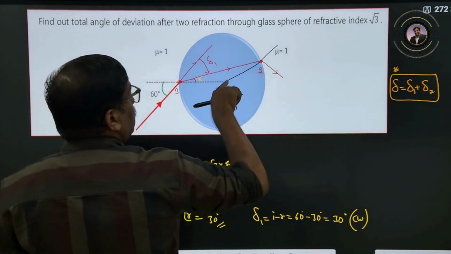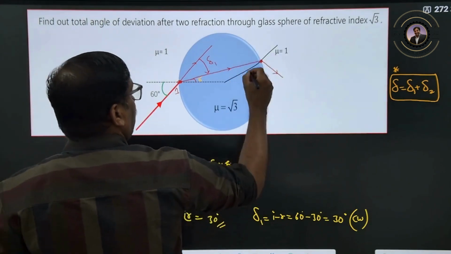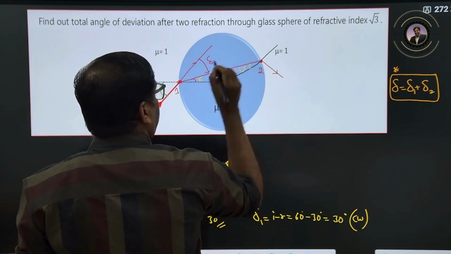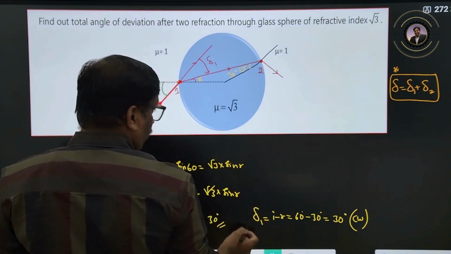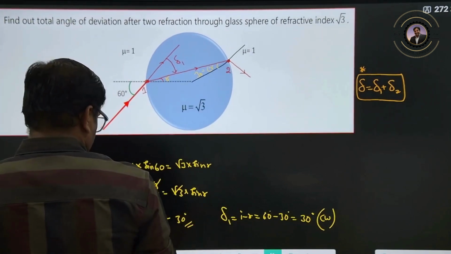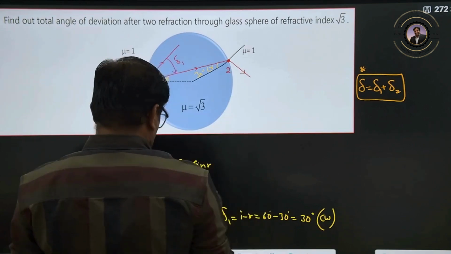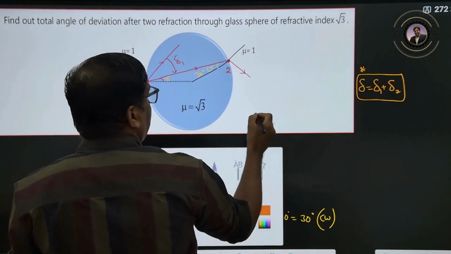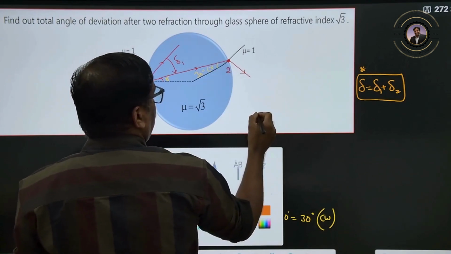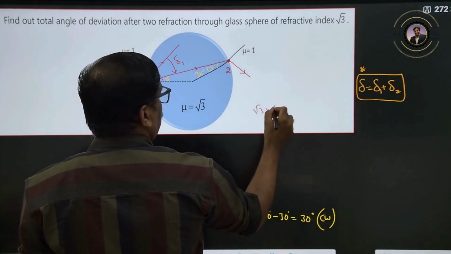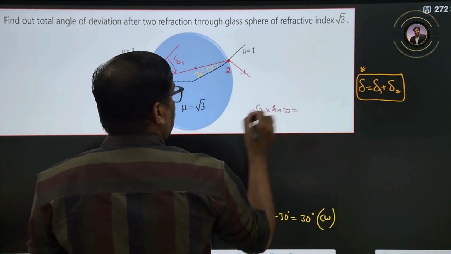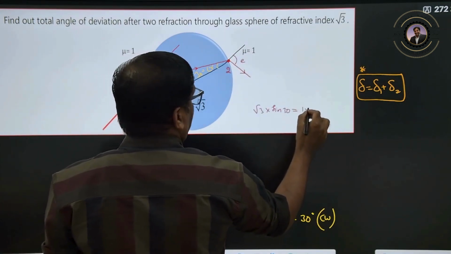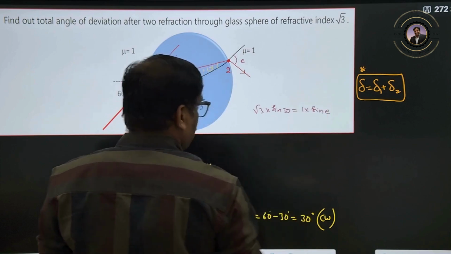Now here, this is already a normal on this one. Therefore this also makes an angle of refraction, which is nothing but 30 degrees. Now what can you write here? For the second one, we can write again: apply Snell's law here. So here r, therefore root 3 into sin 30 is equal to, this is your angle of emergence, 1 into sin e. Clear?